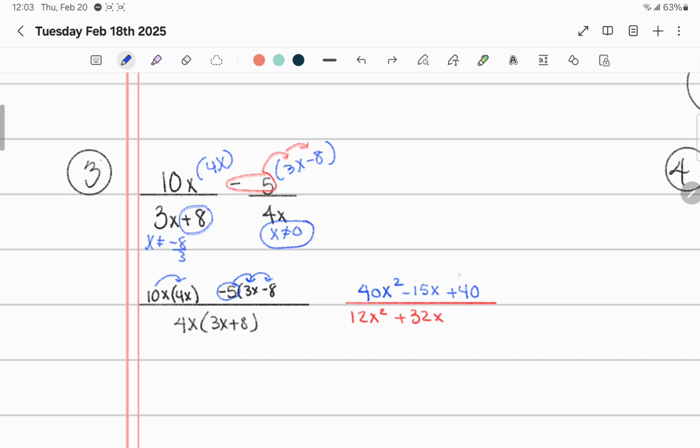So lucky for you guys, this problem's actually finished. There's nothing else we can do from here. The bottoms cannot add because they have x squared and x, and the top has x squared, x, and then no x. So this is actually finished. And then we would just add in here our restrictions. X cannot equal 0 and -8/3. So that one's finished because nothing can be combined, which is step 3 of the whole process. So that's that.